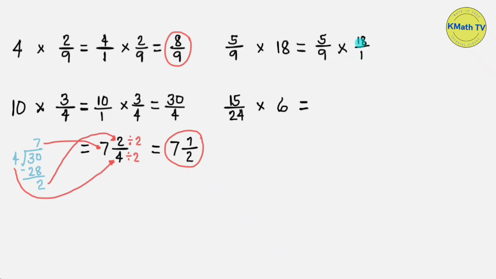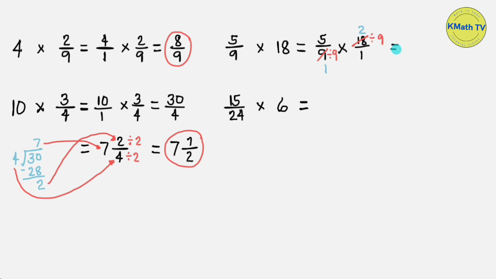We can cancel the denominator 9 and the numerator 18 because they have greatest common factor or GCF. The GCF of 9 and 18 is 9. So, let's divide them by 9 and cancel them. Okay, 9 divided by 9 equals 1. 18 divided by 9 equals 2. Okay, this is now the numerator here and the denominator here.